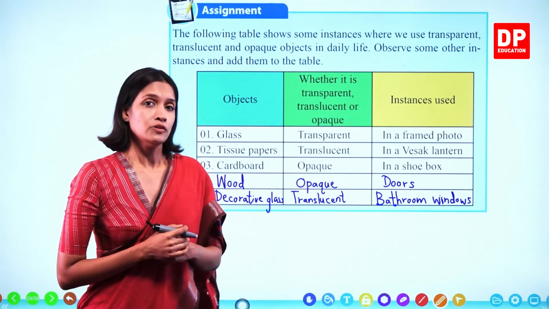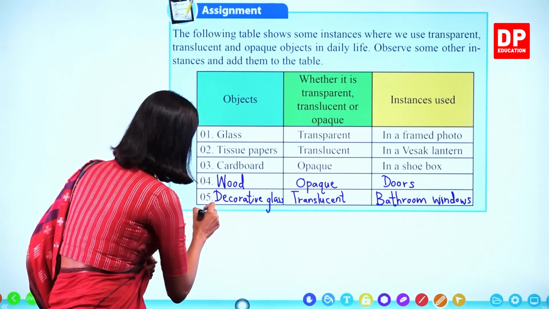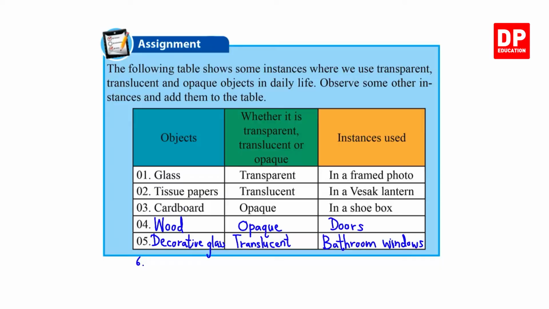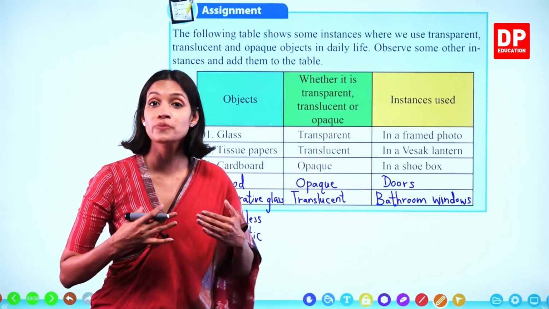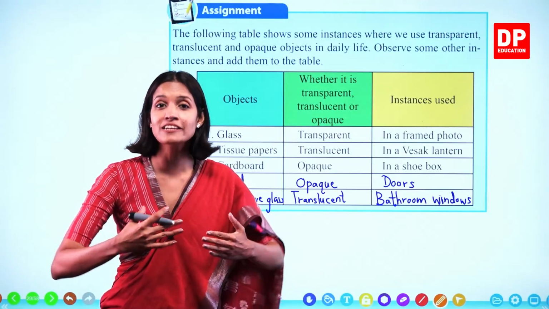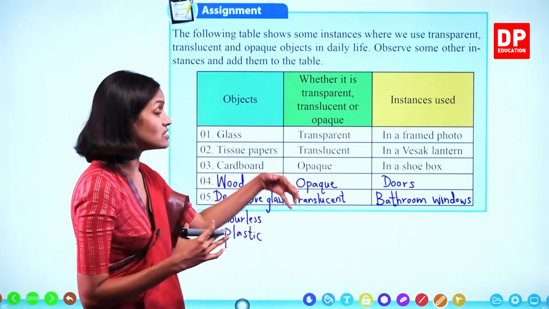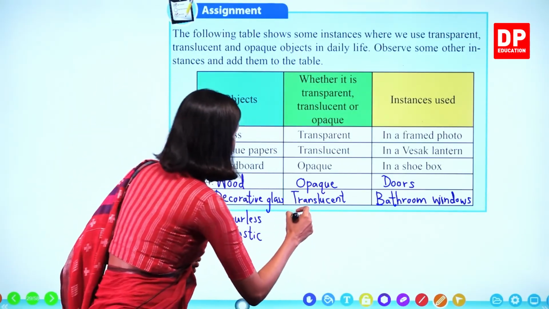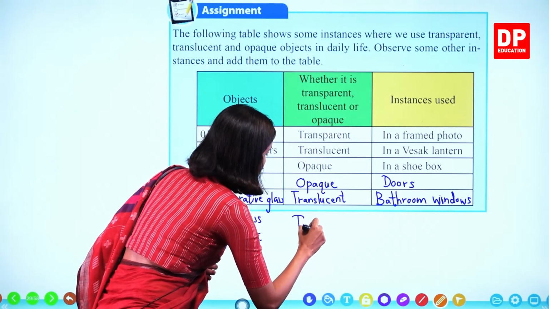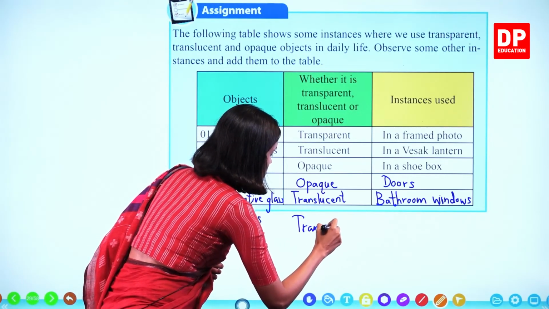Right. Okay, I'll write one more example. Number 6. Colorless plastic. So what type of material is this, children? That is a transparent material. Colorless plastic, no color, therefore it is transparent.